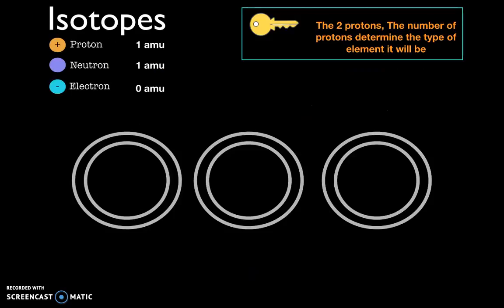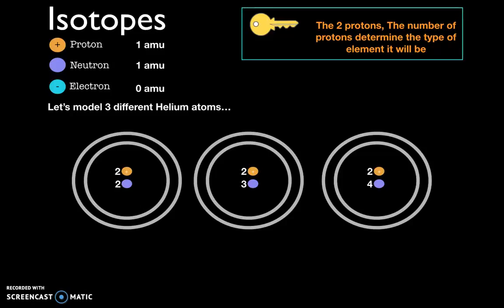So let's now revisit what we think isotopes are. We know now that the protons determine the type of element an atom is going to be. So let's model 3 different helium atoms. Each of these atoms has to have 2 protons, because if it has 2 protons, it definitely is going to be a helium atom. What we can change is the number of neutrons. For the first atom, we can have 2. The second one we can have 3, and the third one we can even add 4. Notice that they still are helium atoms.